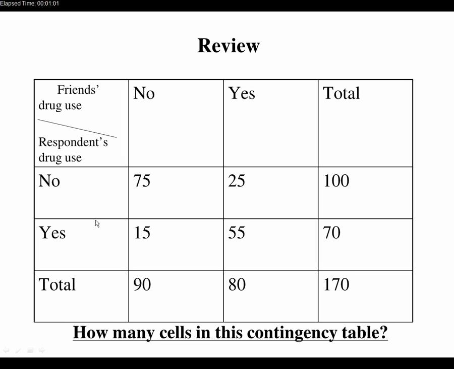Okay, so ask yourself the question to begin with: how many cells are in this contingency table? It's a 2 by 2. See, 2 by 2. Everything else is a descriptor. So 75, 25, 15, and 55 are the actual cells. So let's get started. Let's take a look at what we could do with this.